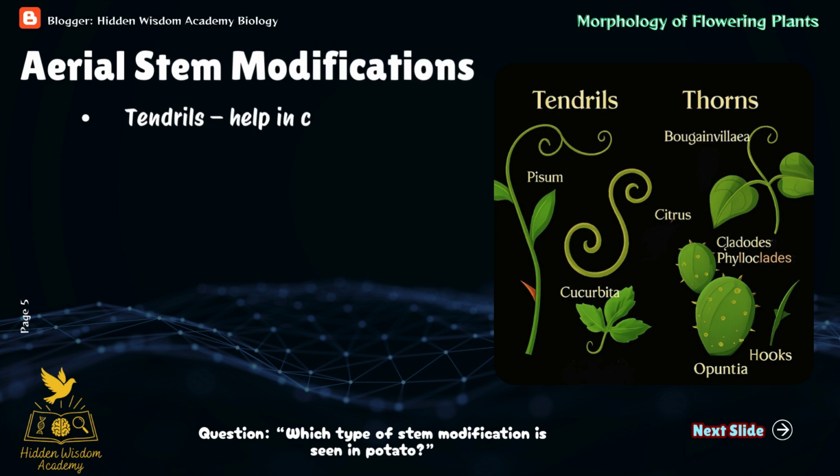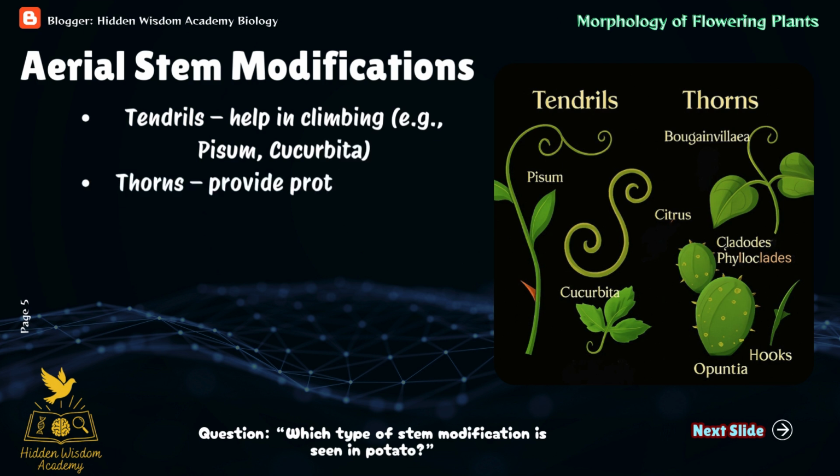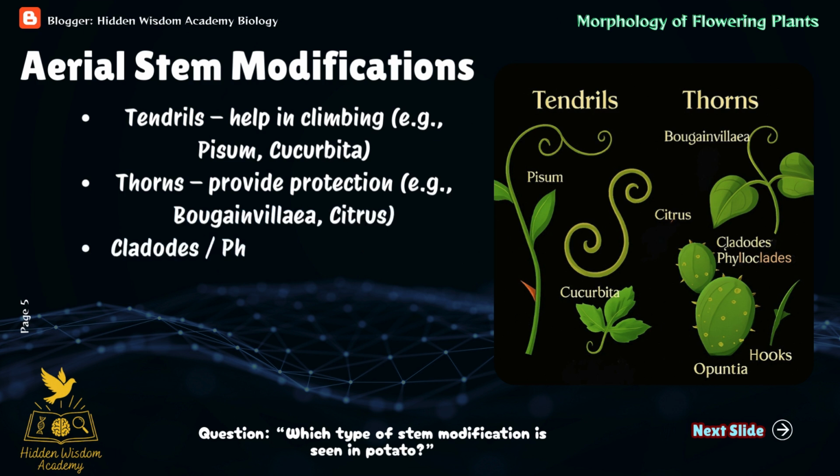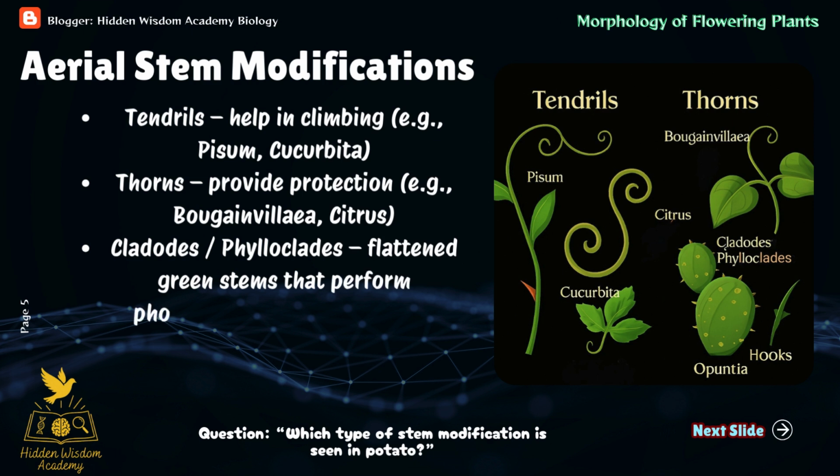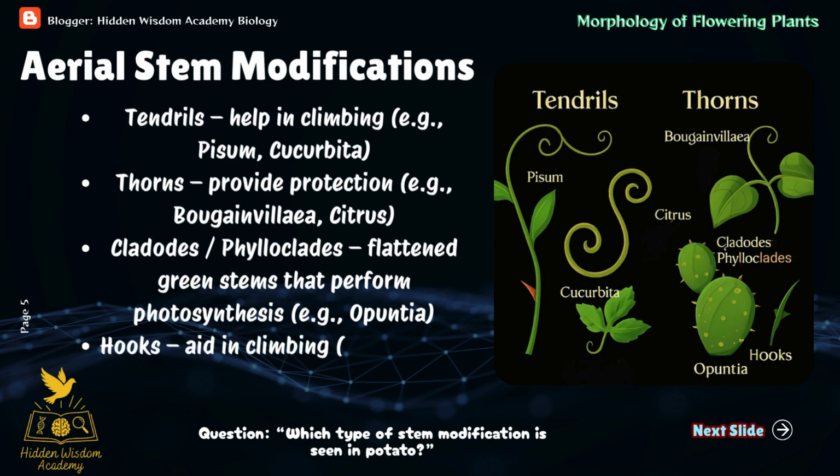Let's talk about aerial stem modifications. Stems can be modified in many ways for special functions. Tendrils are modified stems that help plants climb, as seen in pea and pumpkin. Thorns protect the plant from herbivores. Examples include bougainvillea and citrus. Cladodes or filiclades are flattened green stems that carry out photosynthesis, like in opuntia. Hooks also help climbing in plants like smilax.